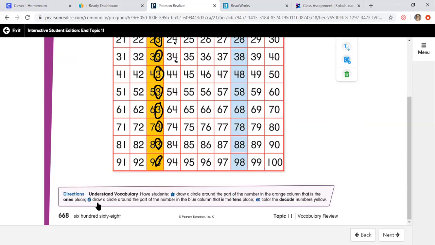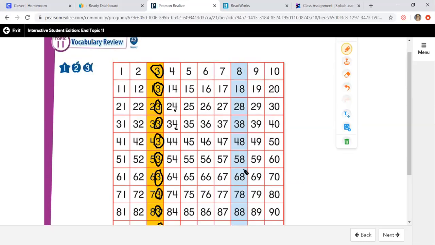All right, so this next problem says, draw a circle around the part of the number in the blue column that is in the tens place. All right, so here's the blue column. Now we got to find the number that's in the tens place. The number 8 is in the ones place. It's not in the tens place. They don't have a number for it to be in the tens place. But this number is in the tens place. And so is this number. It's on the left side, right? So you need to say out loud, this is the tens place.